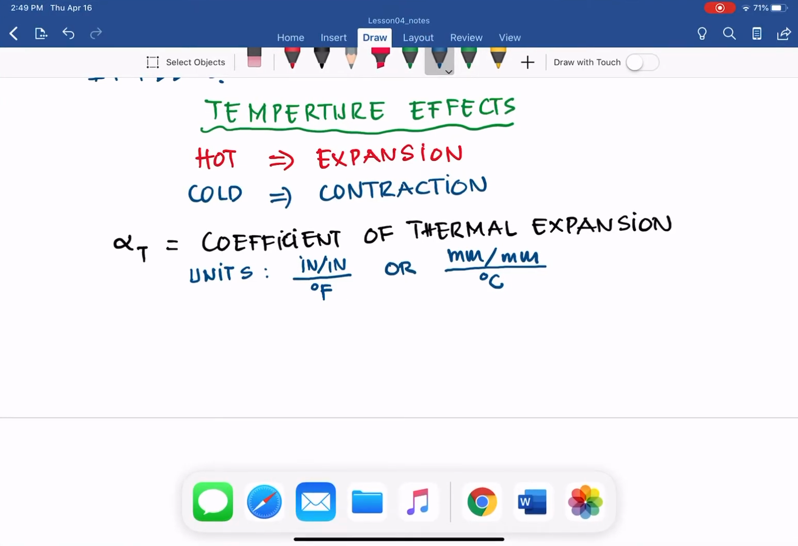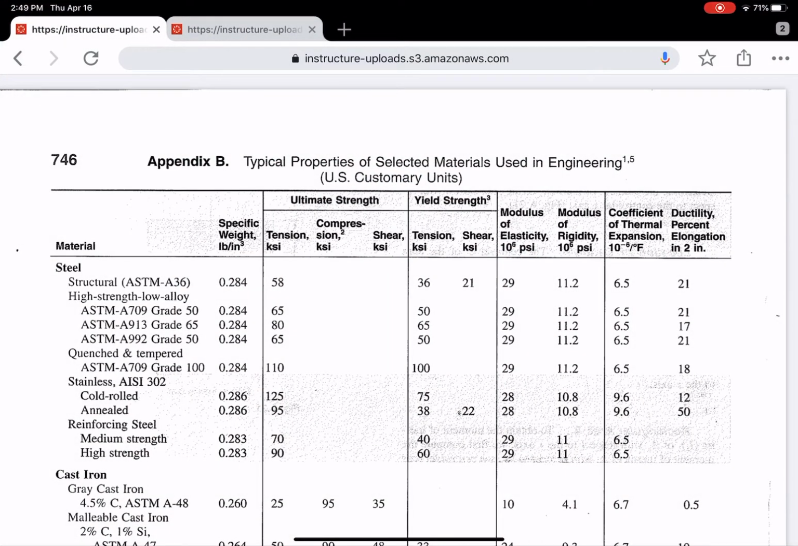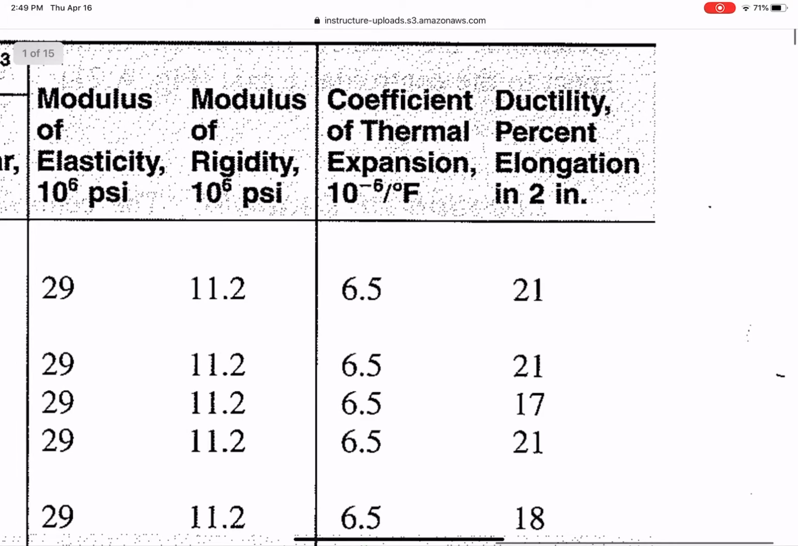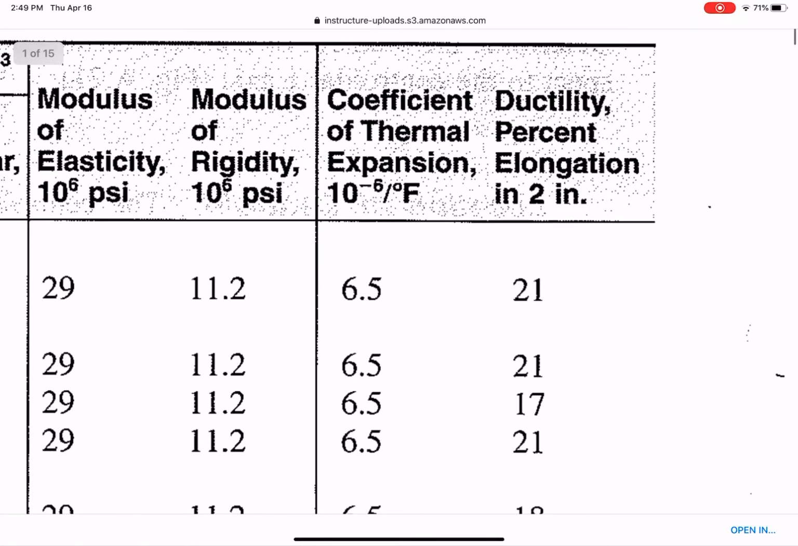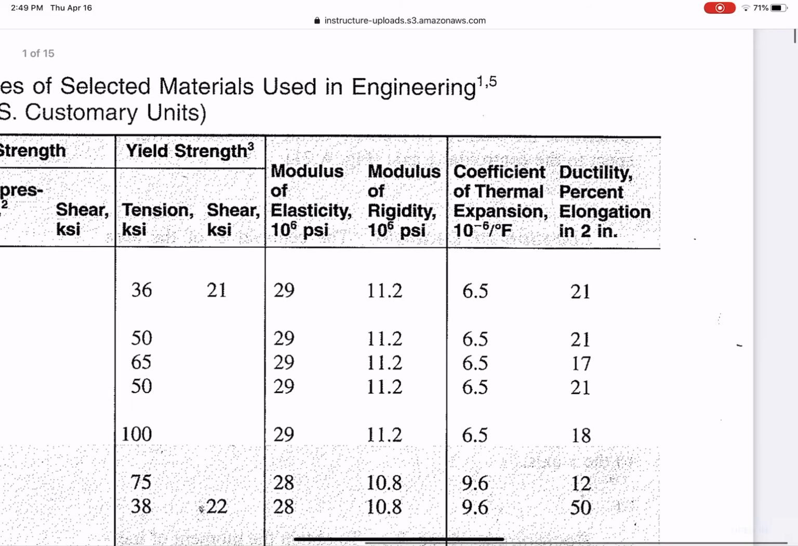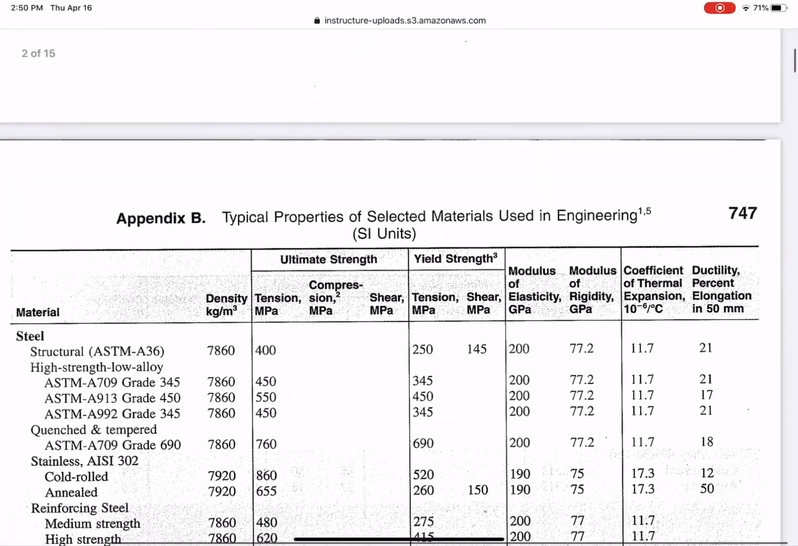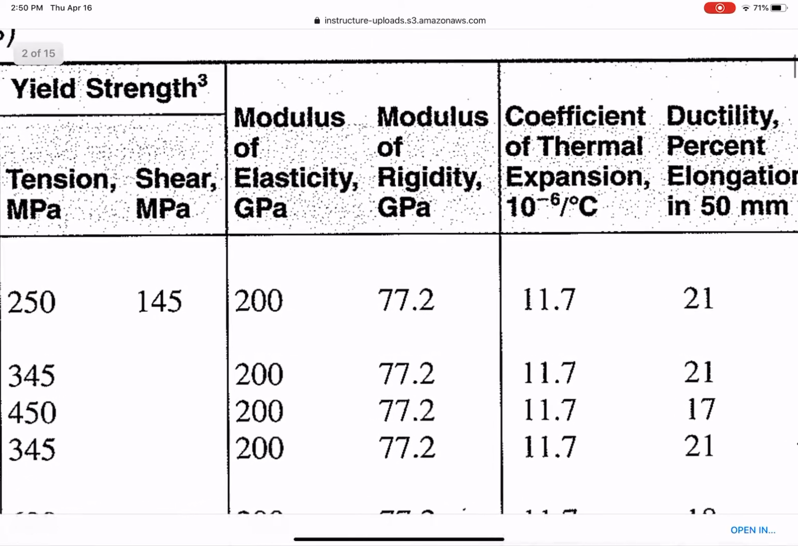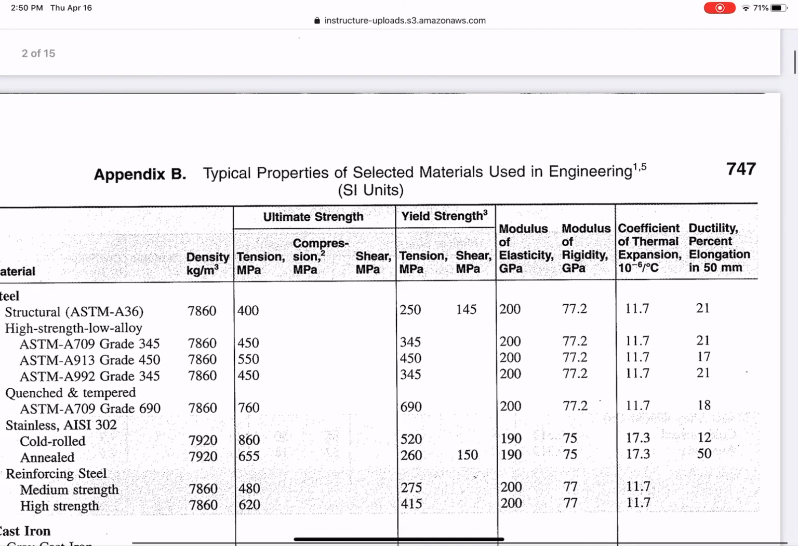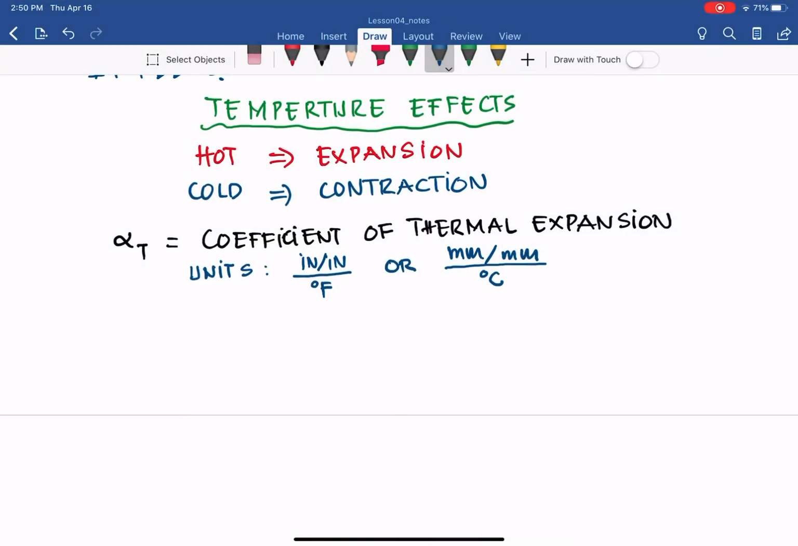So we go back to Appendix B that we mentioned earlier. For different materials, for example steel, in the second to last column, they have the coefficients of thermal expansion. For this one in degrees F, it is times 10 to the negative 6. For steel, for example, 6.5 times 10 to the power negative 6 per 1 degree Fahrenheit. And if it's SI unit, for structural steel it will be 11.7 times 10 to the power negative 6 per degree Celsius. You can see how to find the alpha T coefficient of thermal expansion in Appendix B, depending on the SI or US customary unit.